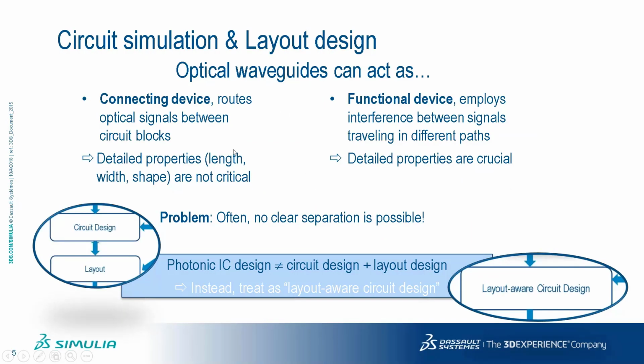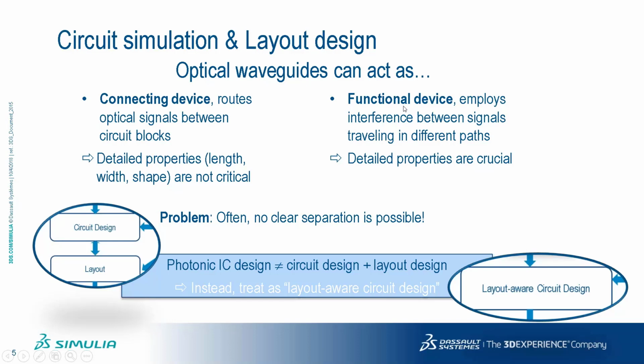So what you have is an optical waveguide that connects two parts of your circuit. And as a zeroth order approximation, it is a connecting device. It gets your signal from the first part of the circuit to the next part, and this means that the detailed properties like the length, the width, or the shape of that waveguide are not critical. However, in real life, an optical waveguide is actually a functional device.